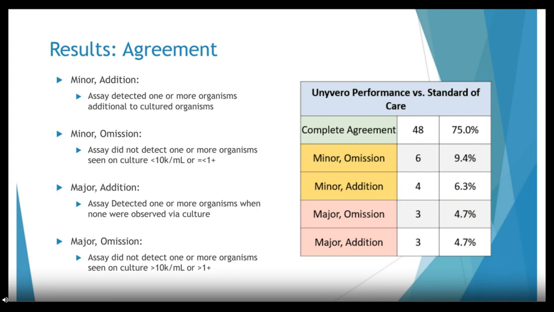about 75%, which is pretty good and kind of in line with what other studies have seen as well. We also saw a few cases where there were some minor omissions and minor additions, and then some major omissions and major additions. We'll talk about a few of these cases, the major cases, and there may be more to them than just do they agree or do they not agree.